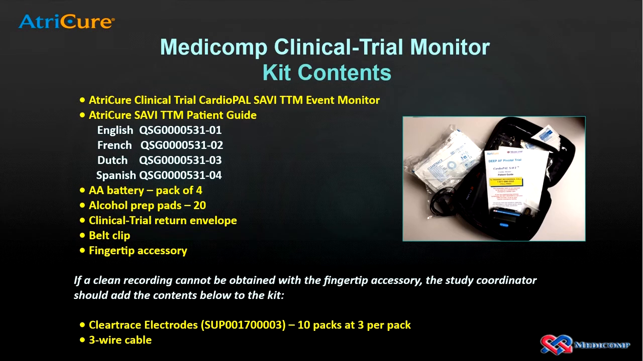Open up one of the monitor kits you received. You should find the event symptom-driven monitor in its belt clip, a patient guide in one of 4 languages, a pack of 4 AA batteries, a bundle of 20 alcohol prep pads, the fingertip accessory, and the return envelope. If at any time we determine that your particular subject requires the patient cable, you will need to provide the patient with the bundle of electrodes and 3-wired cable, and then train them on their use. Each electrode pack contains 3 electrodes.